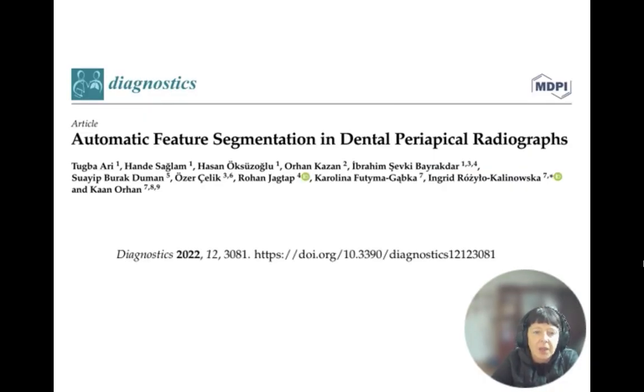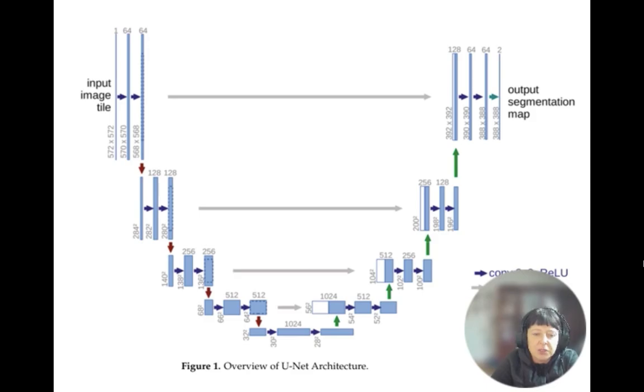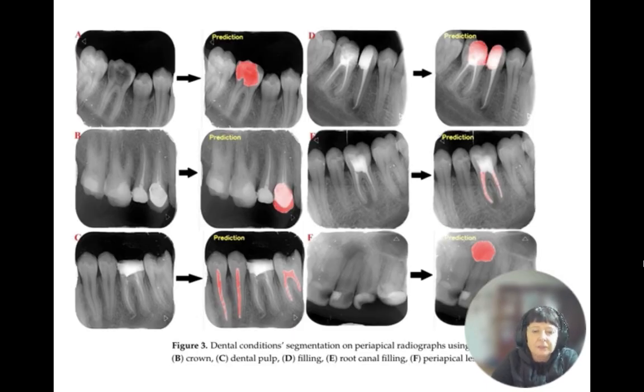So this is one of our papers on automatic feature segmentation in dental periapical radiographs. We use this kind of network, the UNet architecture, with multiple layers arranged like a U. And this UNet was tested on different tasks. One of them is dental condition segmentation on periapical radiographs, for example dental caries, then segmentation of crown, like in this case of a prosthetic crown, segmentation of dental pulp, pulp chamber and root canals, segmentation of fillings, segmentation of root canal fillings, and finally segmentation of periapical lesions.